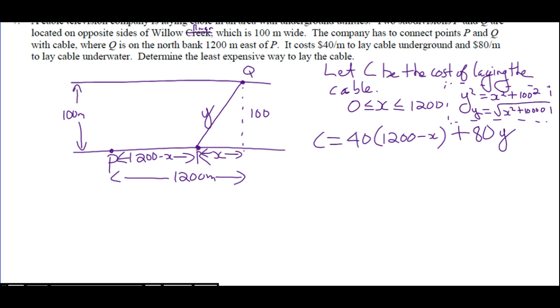Okay, so we can substitute for y an expression with x. Makes life easy. So C is 48,000 minus 400x minus 40x plus 80 times the root of x squared plus 10,000. So there's our expression for cost simply in terms of x.